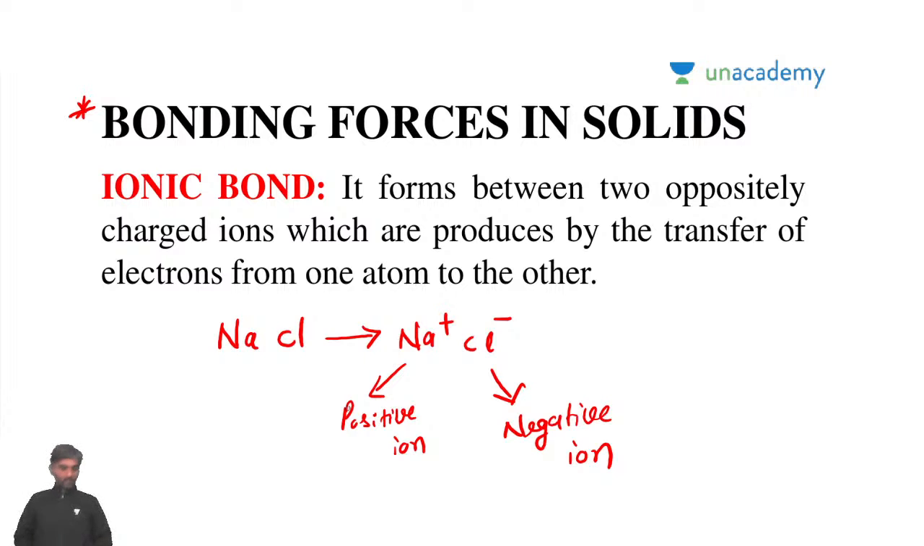Okay, I'll tell you. Sodium donates an electron and becomes a positive ion. Yes, Satish, you are right. Sodium donates an electron and chlorine accepts an electron and becomes a negative ion. Sodium loses one electron and chlorine gains one electron.